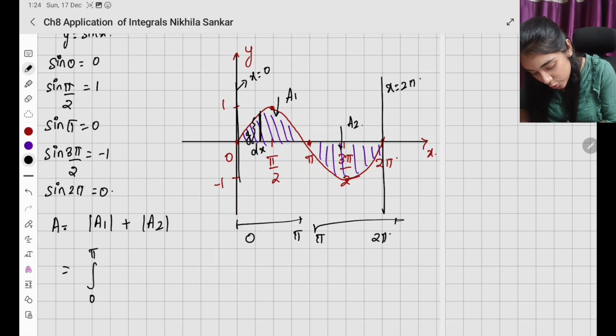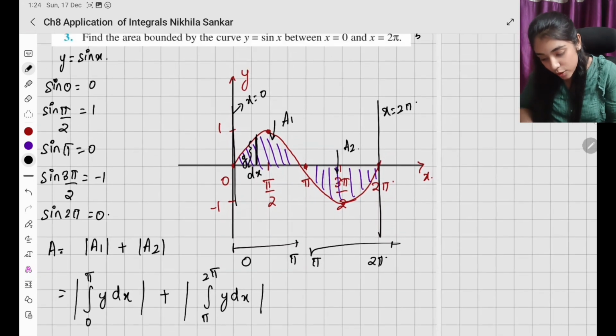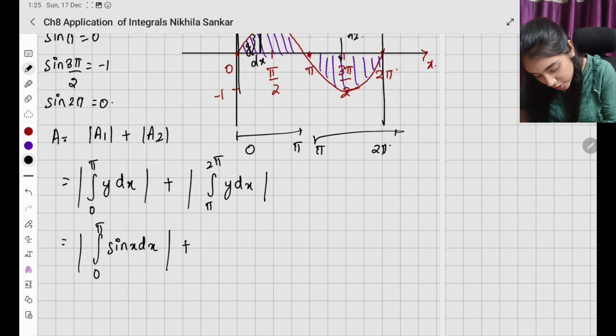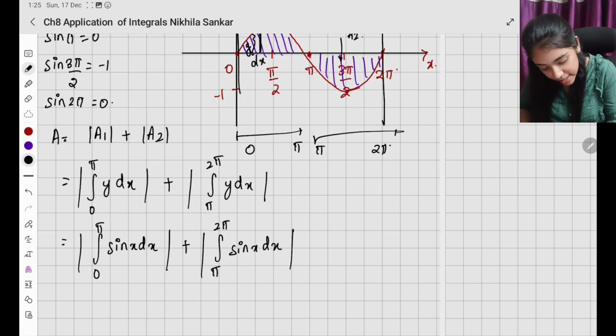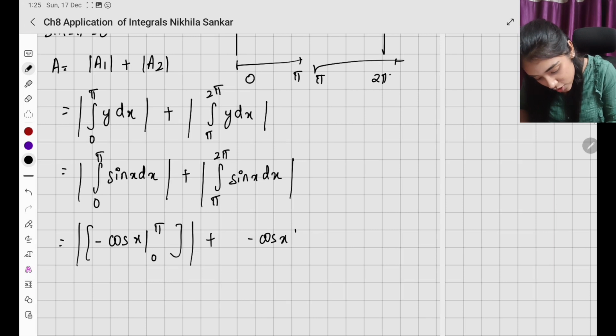Integral 0 to pi of y dx absolute value plus absolute value of integral pi to 2 pi of y dx. And what is my y? It is going to be sin x. So when I substitute that, I have integral 0 to pi sin x dx inside the absolute value plus integral pi to 2 pi sin x times dx inside the absolute value. Sin x integral is going to be minus cos. So minus cos x from 0 to pi inside absolute value plus sin x integral is minus cos x from pi to 2 pi inside the absolute value.